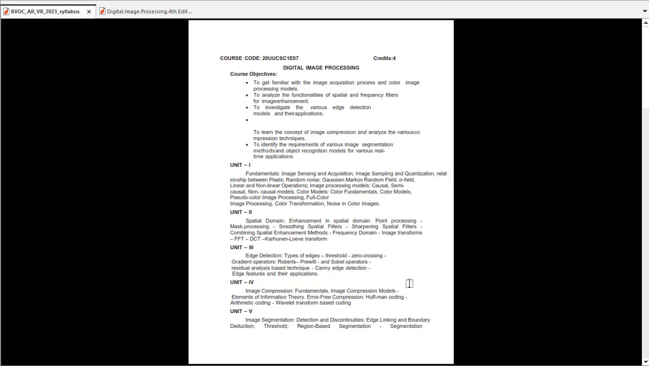These are the first unit, and then the second unit, third unit, fourth unit, and fifth unit. First I will teach unit number 1. There are two textbooks.